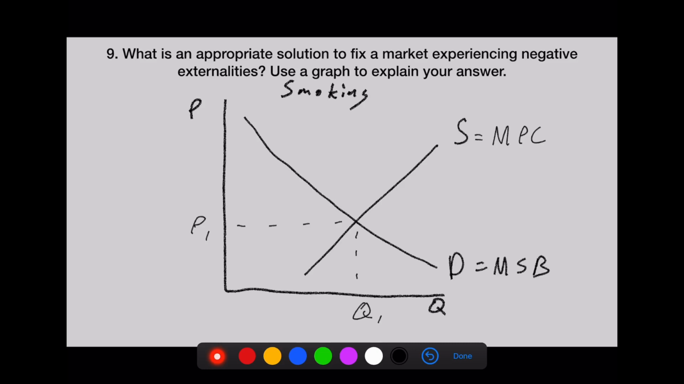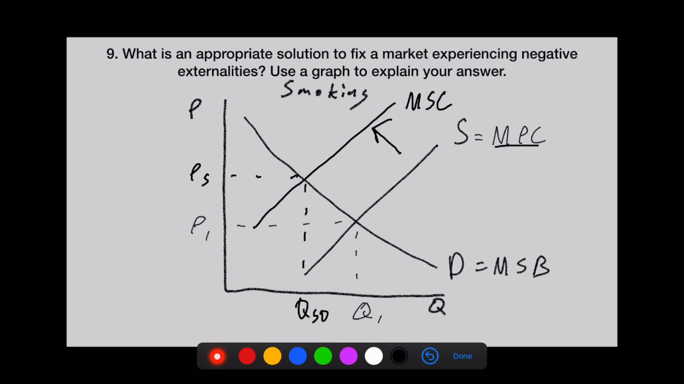That means that the marginal social cost is way higher than the marginal private cost to the firms that are producing cigarettes. So the societal cost, price for society, is really high, and what society actually wants is way less smoking quantity of socially optimal. How do we fix this? How do we get supply to shift in such that it's equal to marginal social cost?